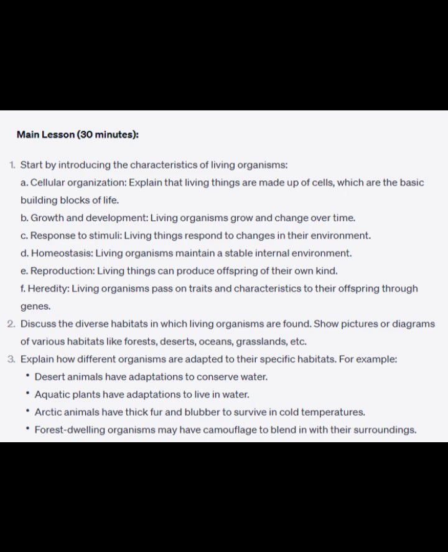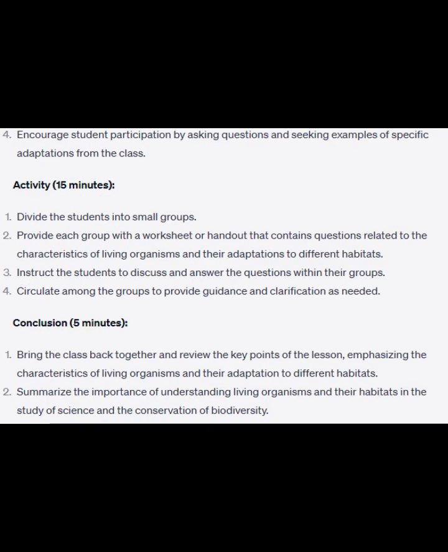For example, desert animals have adaptations to conserve water. Aquatic plants have adaptations to live in water. Arctic animals have thick fur and blubber to survive in cold temperatures. Forest-dwelling organisms may have camouflage to blend in with their surroundings. Encourage student participation by asking questions and seeking examples of specific adaptations from the class.